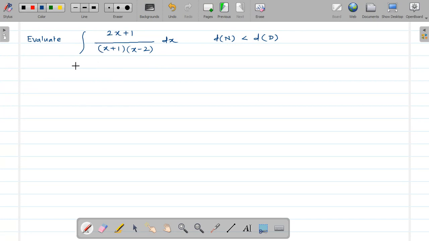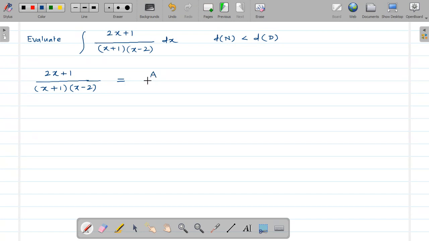Now to integrate this, we will use the partial fraction method. So for that, I will express this proper rational form in the partial form. So I will write (2x plus 1) upon (x plus 1) into (x minus 2). Here the denominator is expressed in terms of two distinct linear factors. See, x plus 1 is a linear factor and x minus 2 is another linear factor. So the denominator is expressed as two distinct linear factors, and we have to convert it into partial form like this.